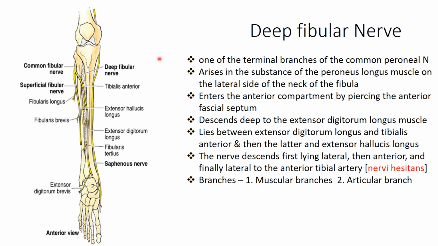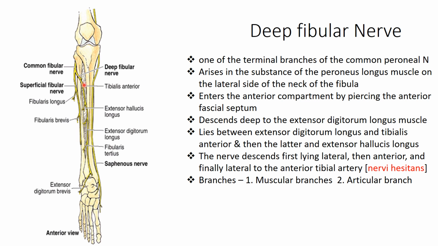Now the nerve of this compartment is the deep fibular nerve or deep peroneal nerve, and it is one of the terminal branches of the common peroneal nerve. As the common fibular nerve winds around the neck of the fibula, in the substance of the peroneus longus, it divides into its two terminal branches: the superficial fibular nerve for the peroneal compartment and the deep fibular nerve for the extensor or anterior compartment of the leg. So it arises in the substance of peroneus longus on the lateral side of the neck of the fibula.